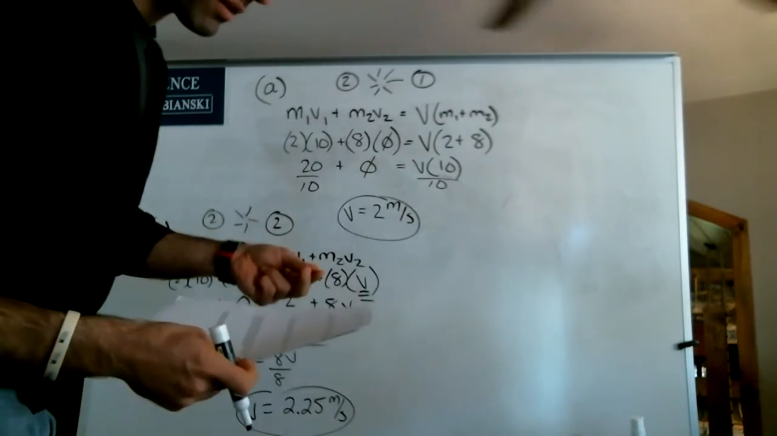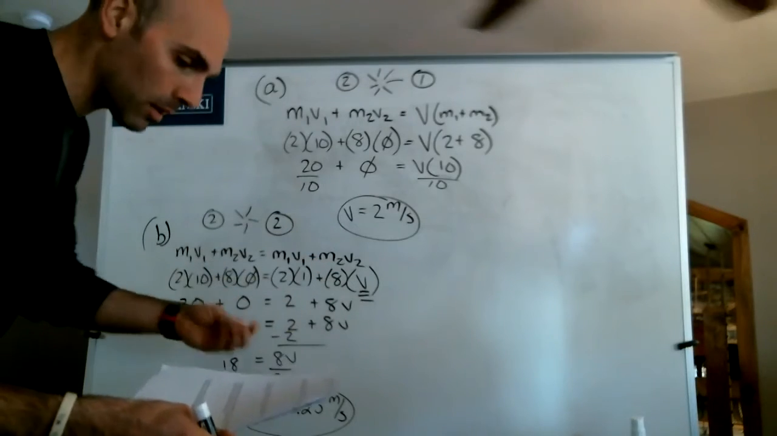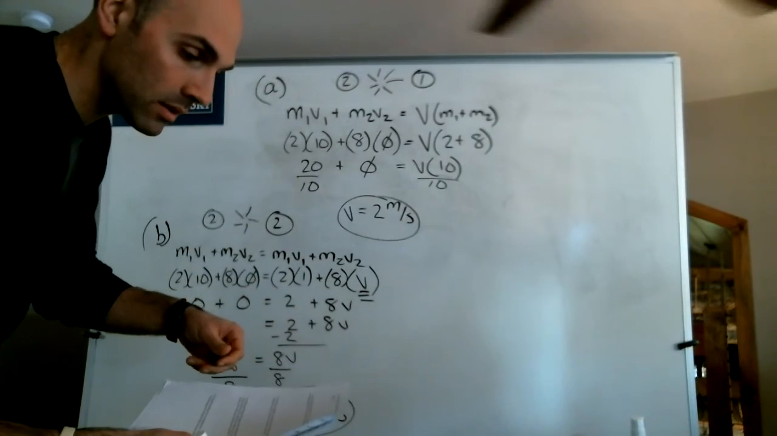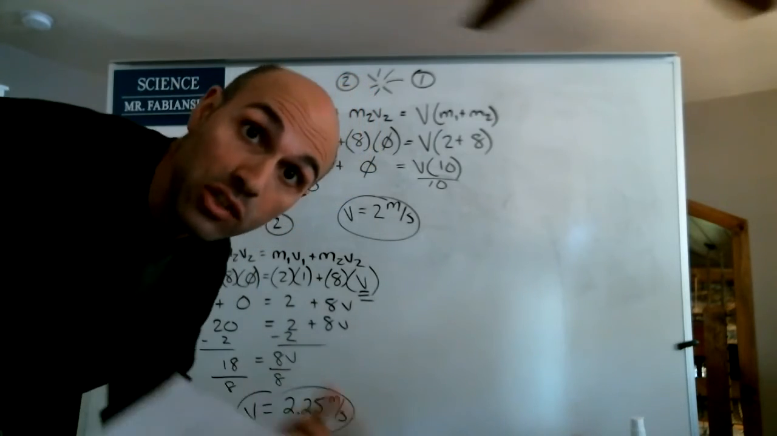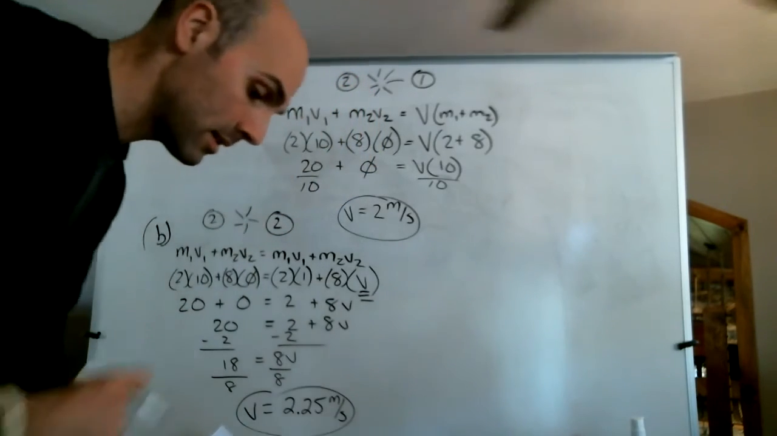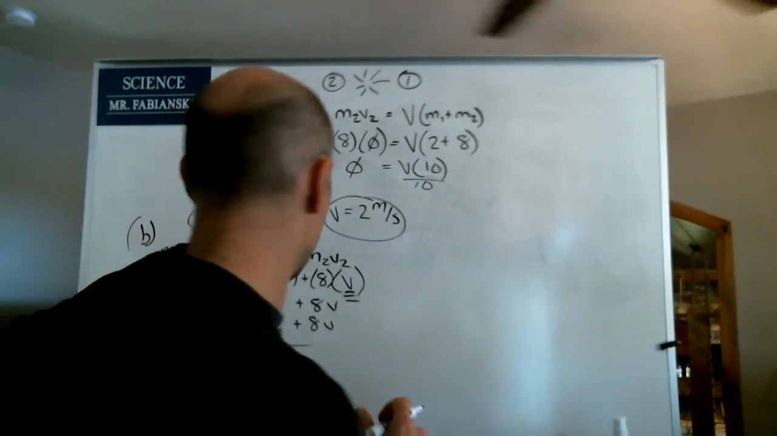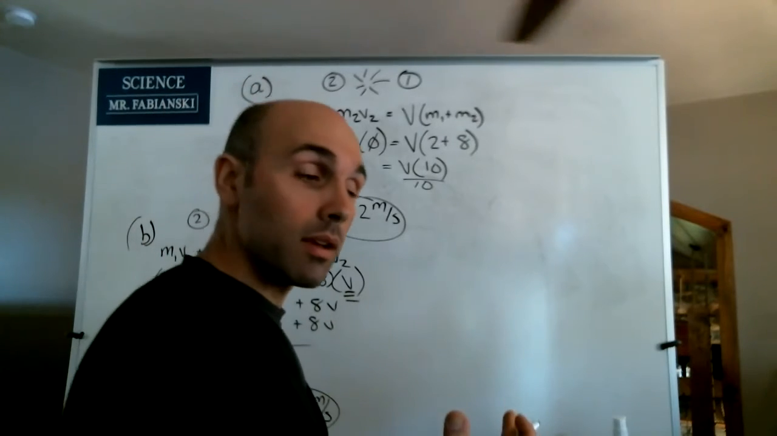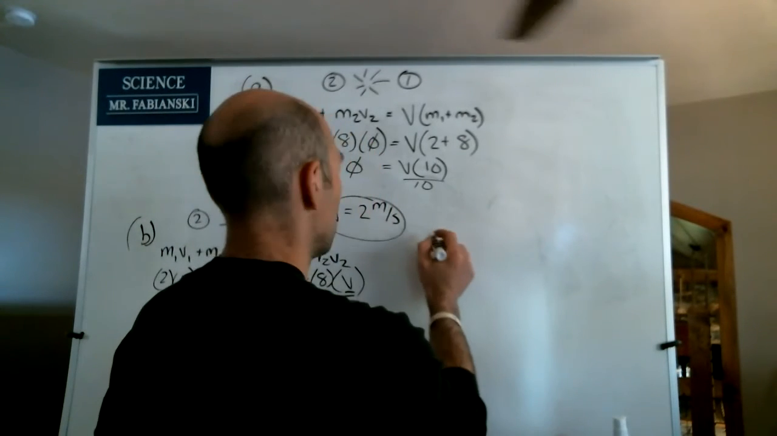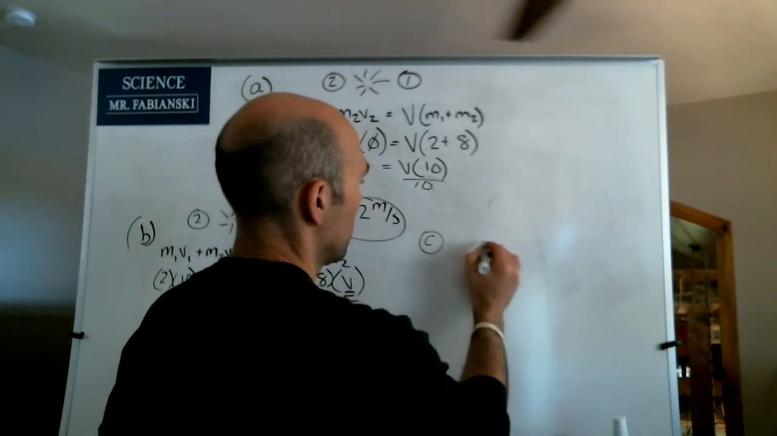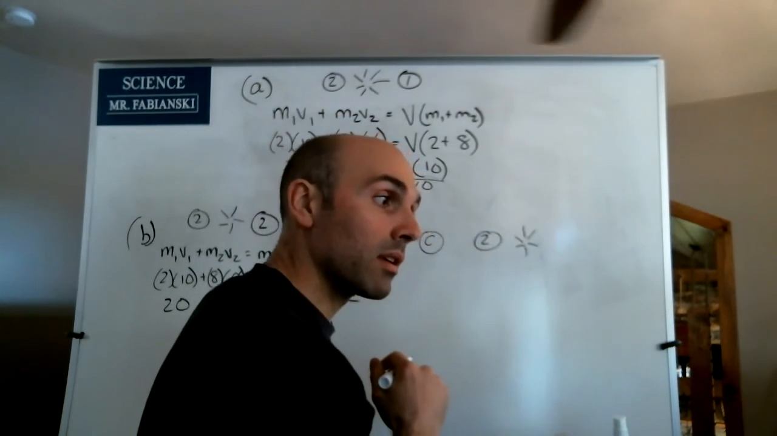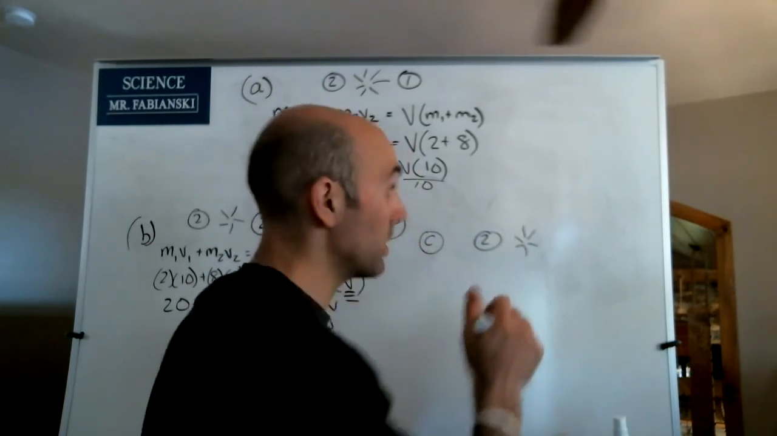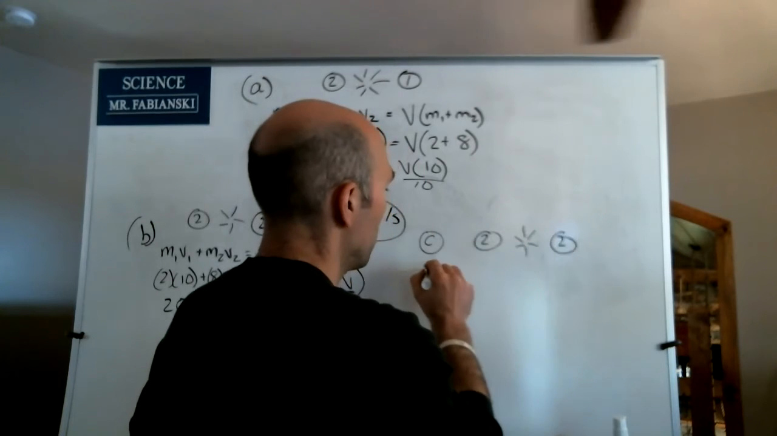So C says, solve for the velocity of the 8-kilogram ball, blah, blah, blah, if the 2-kilogram ball continues to move at 1 meter per second in the opposite direction. So things are going to change now a little bit. All right, let's try this one out now. So how many objects to begin with? You're right, 2. So we're going to put C here. 2 objects to begin with. There's a collision. How many objects to end with? 2. Very good.